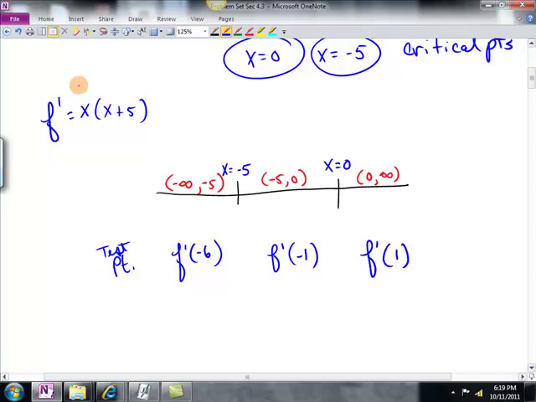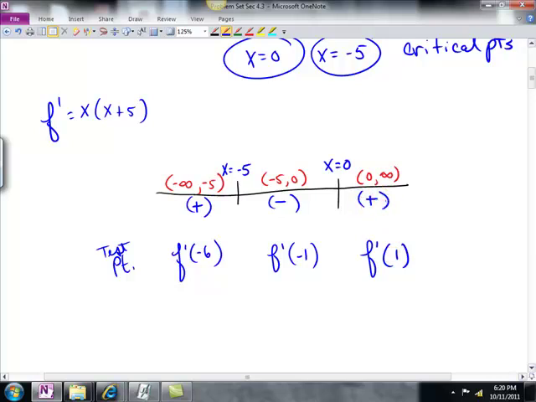Okay, think about it. You're going to have -6 times -6 plus 5. So it's negative times negative. You would get positive. Doesn't matter what value you get. You are looking for what's the sign. And don't think that it always alternates, because there will be a time when it won't. It most often does, but you need to check. So if -1 goes in there, what are we going to get? Negative. Okay? And 1, positive.